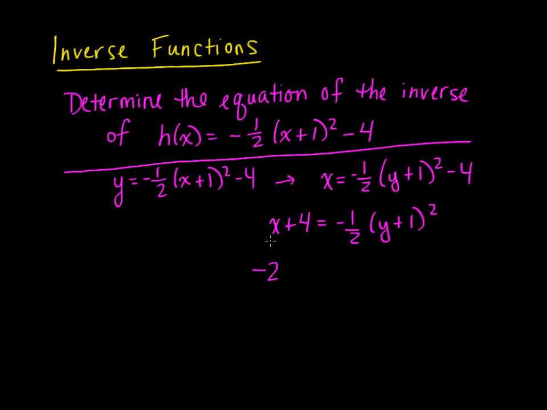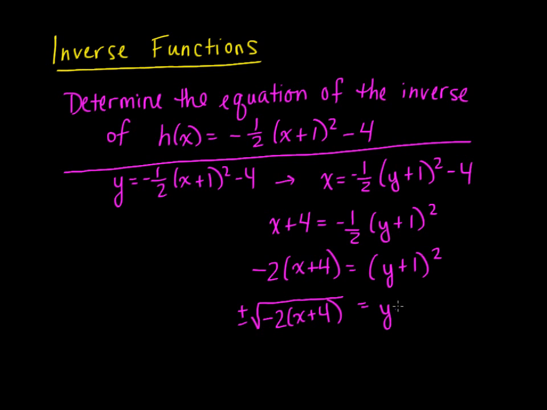Now remember, we want to multiply the whole left-hand side, so we have to put that x plus 4 in brackets. If we multiply the right-hand side by -2, -1/2 times -2 is +1. So we're left with (y plus 1) all squared. Okay. In order to undo the squared part, we want to take the square root of both sides. Now remember, when we take the square root, we have to include the possibility that it's the positive square root or the negative square root. Okay, don't forget that part.